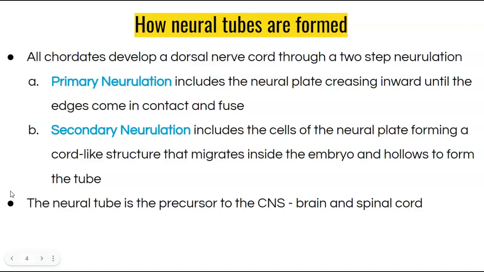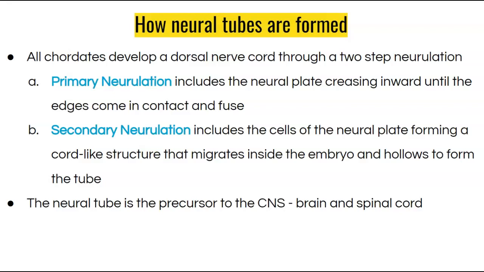So all chordates, all organisms that have a spinal cord, develop a dorsal nerve cord through two-step neurulation. So primary and then secondary. Primary is the neural plate creasing inward until the edges come in contact and fuse. That was the first slide. And then secondary is when the neural plate forms a cord-like structure that migrates inside the embryo and hollows to form the tube.